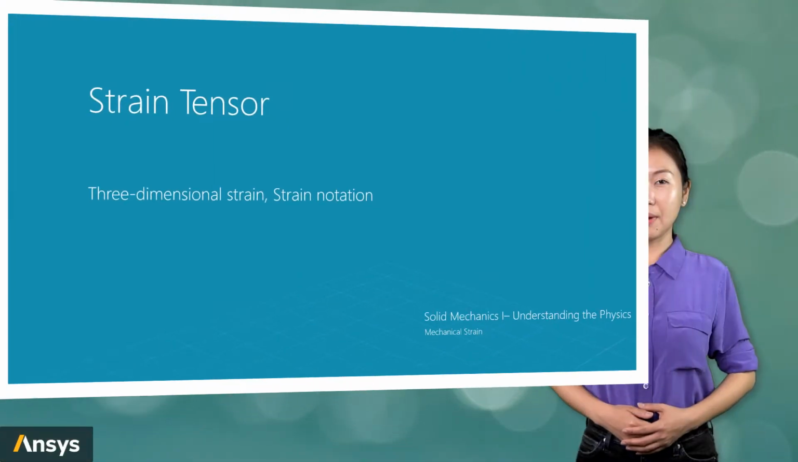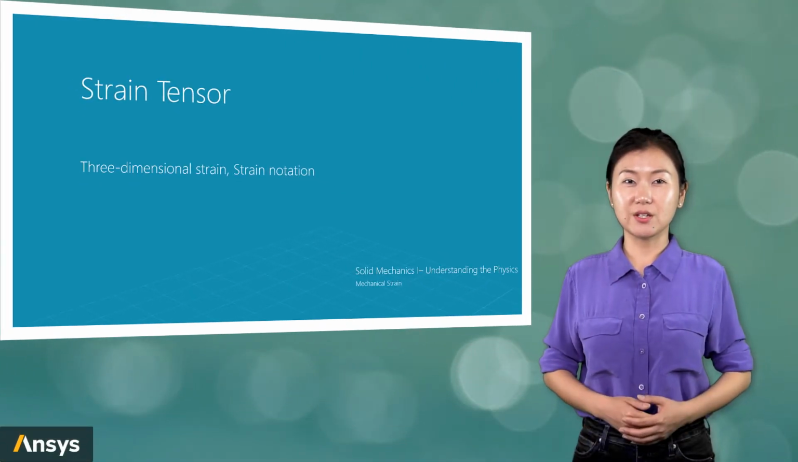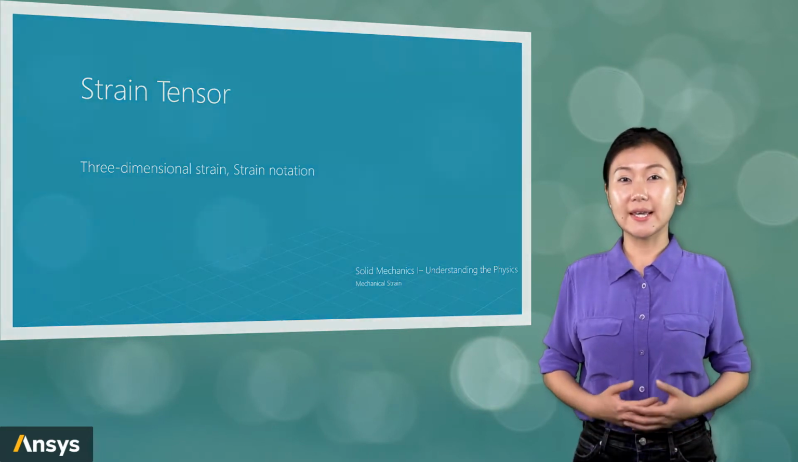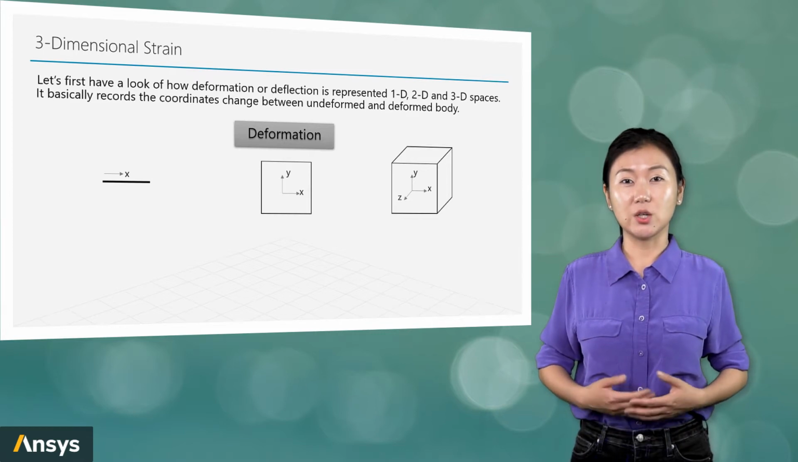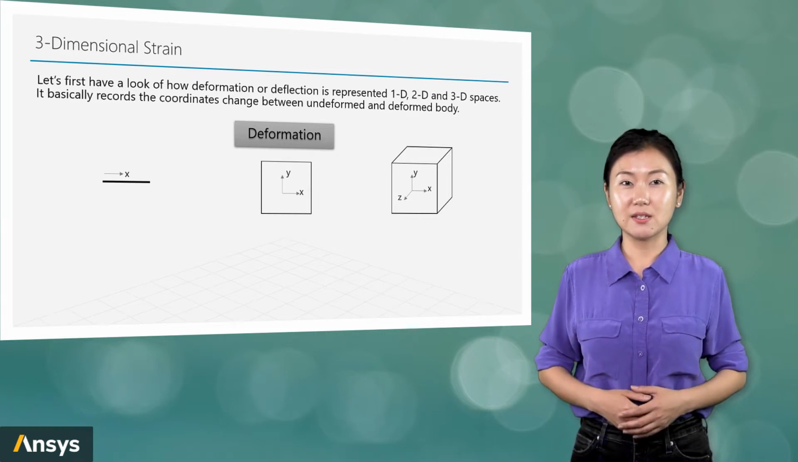We have been talking about strain for the uniaxial tensile test, where we focused on 1D deformation, and the strain value basically is a scalar. Now let's extend the concept to 3D space and have a look at how strain describes deformation for 3D bodies. Before strain, let's quickly review how deformation or deflection is represented in 1D, 2D, and 3D spaces.